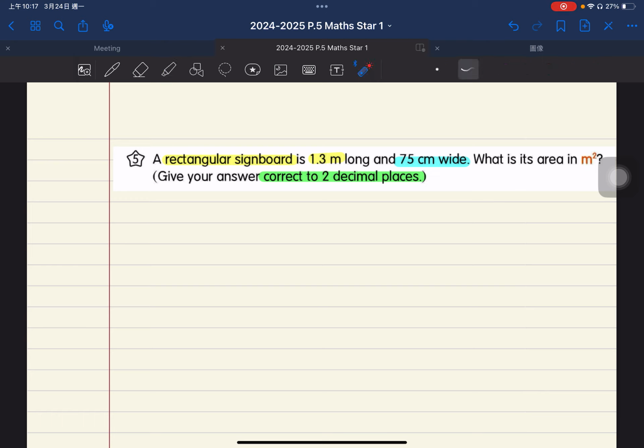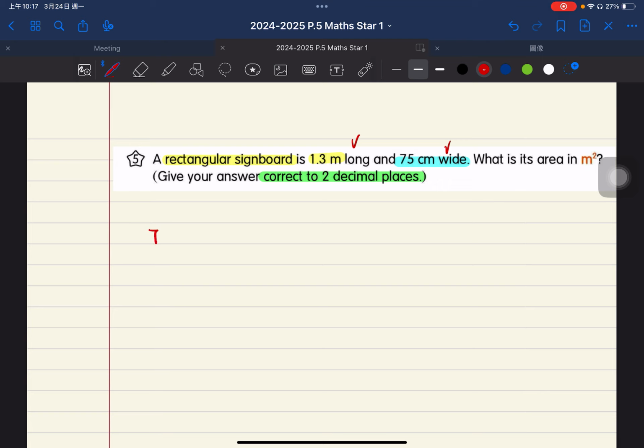So first, we have to know how the unit works. There's m and cm. If we need to have m squared, we need to change the cm to meter first. What is the formula for calculating the area of a rectangle? Length times width. We have the length and the width, but we have to change the cm.